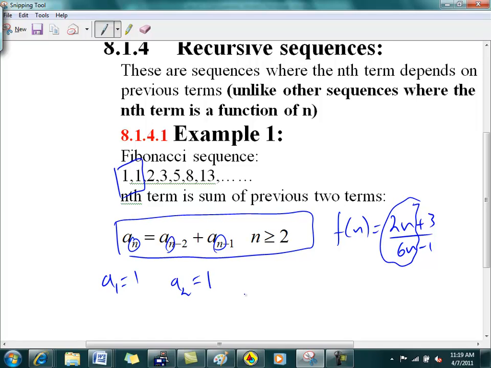So to get the third term, okay, you're going to put 3 in here, which is equal to a sub 1 plus a sub 2. Okay? Which is going to give you 2, which is right there. That's your third term in the sequence. Okay? So the Fibonacci sequence is kind of different in the sense that you need to be given the first 2 terms before you can even write the third term.